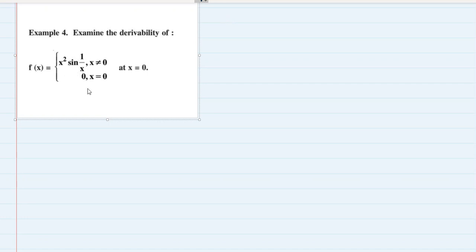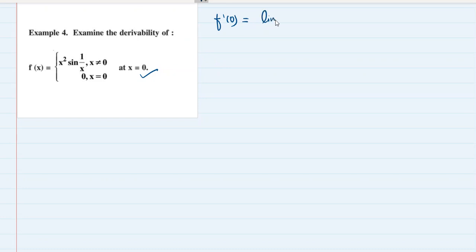So we have this function x square multiplied by sine of 1 by x, where x is not equal to 0. Now we have to check the differentiability at x is equal to 0. So what is the value of f dash 0?